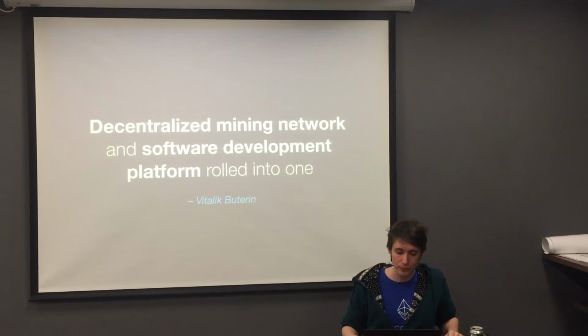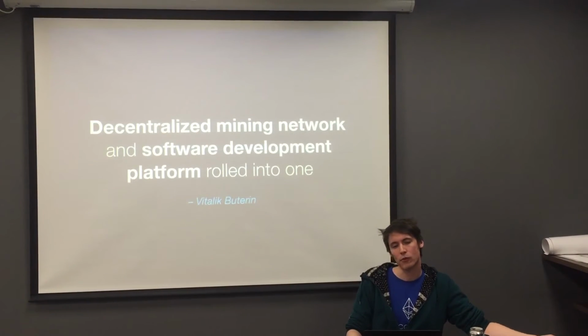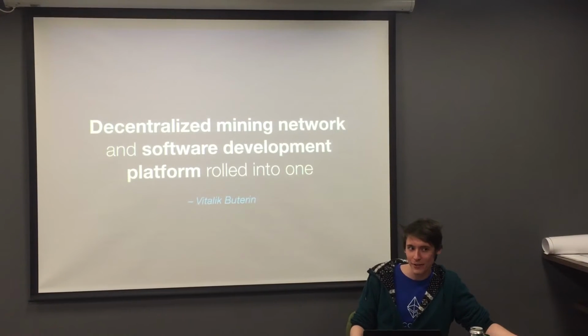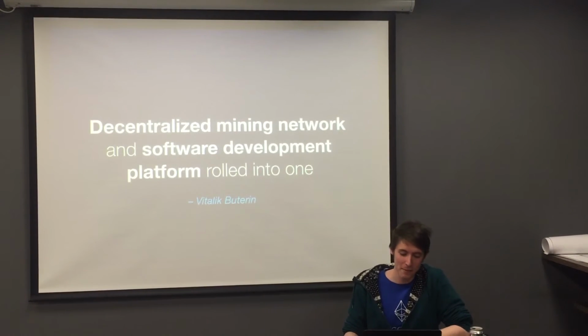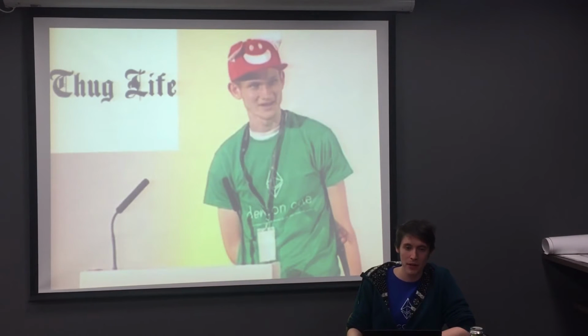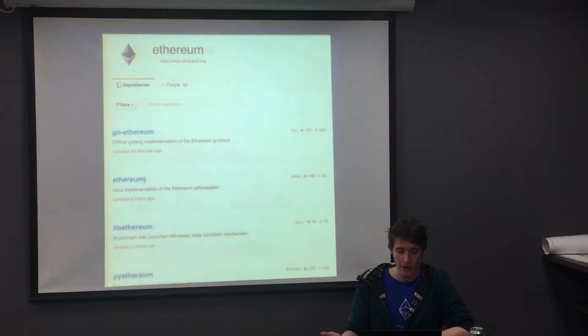So what is it? According to Vitalik, who's the inventor, it's a decentralized mining network and software development platform rolled into one. So it's essentially like an IBE, an integrated blockchain environment. I just invented that. And it was invented by this guy. He was 19 when he created it. He's a Russian guy, and he's now 21. But he managed to raise $15 million on this idea. 1.5 or 5.0? 1.5. That's good. Pretty good. And he assembled this team in 2014, and they created the Ethereum project, which now exists. It's in production, people are using it, and it's huge.